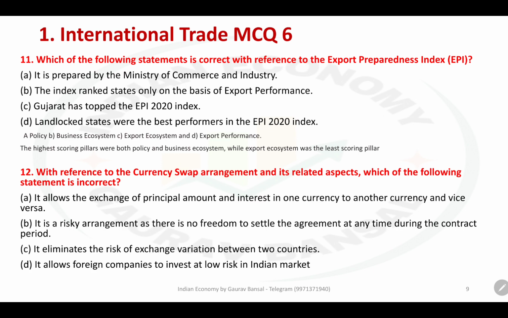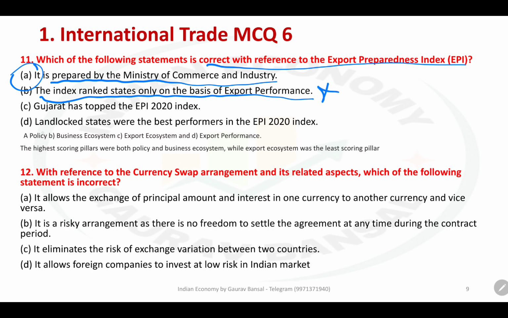Next, which of the following statements is correct with reference to the Export Preparedness Index? This is a domestic index provided by the Indian government. Which institution prepares it? The first option is that it is prepared by the Ministry of Commerce and Industry. This is wrong. This is actually prepared by Niti Aayog with another institution. The index ranks states only on the basis of export performance. This is also wrong. I accidentally included the hint here.